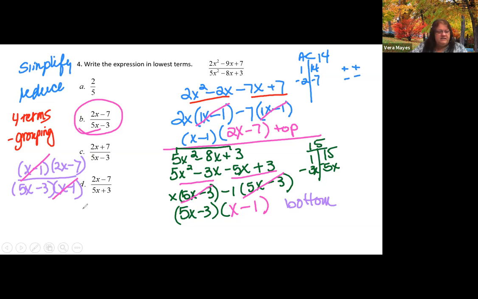All right, I want to take a second. Any questions on this one? This one took a lot of factoring.